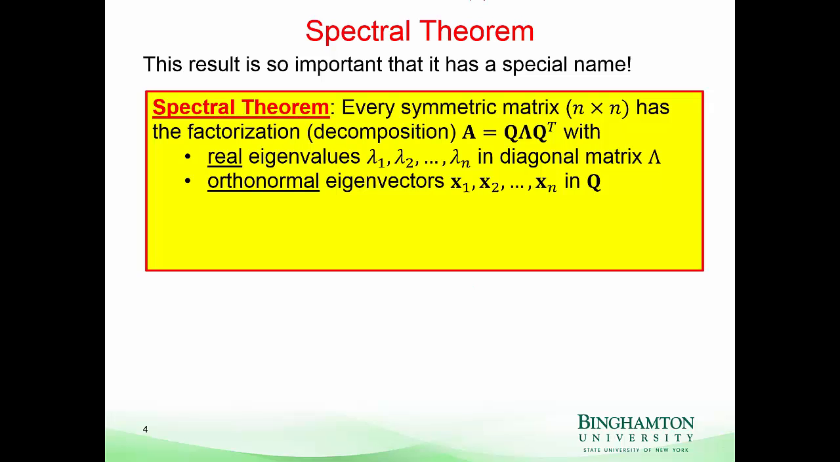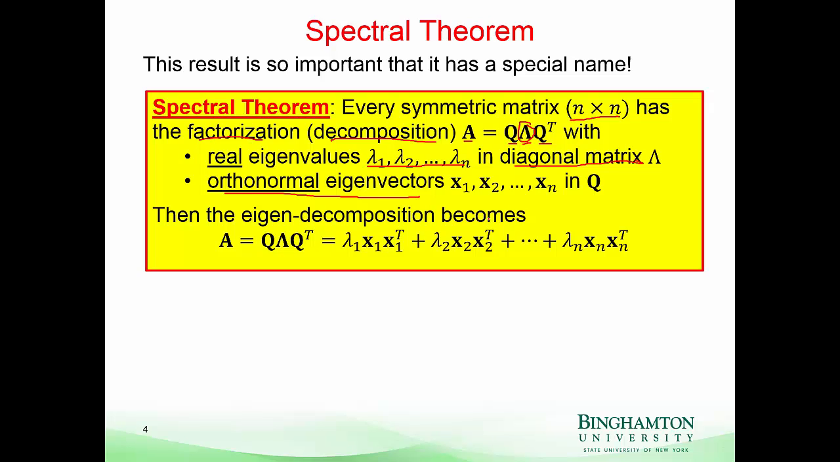So every symmetric matrix, and we're just nailing down that it's n by n, has the factorization, or another word for that is decomposition, that we can write A, we decompose it into Q times lambda times Q transpose, where the lambda, just as we've had before, is a diagonal matrix with real eigenvalues along the diagonal, and Q holds orthonormal eigenvectors. That's a huge thing. And so then we can write our eigendecomposition this way, which we just wrote down.